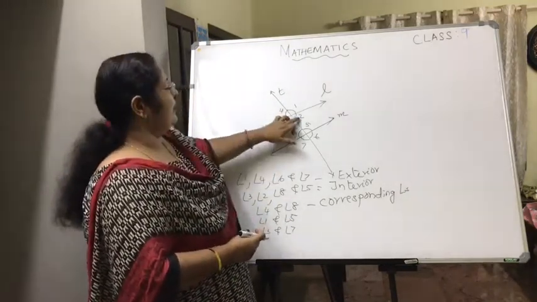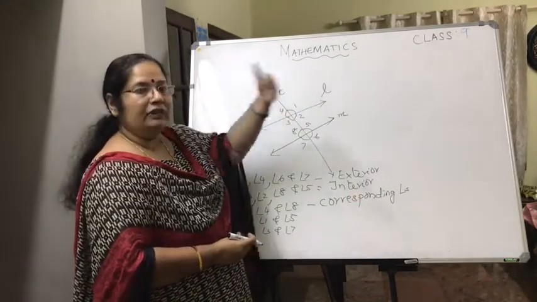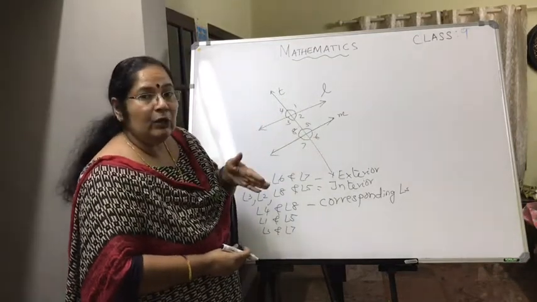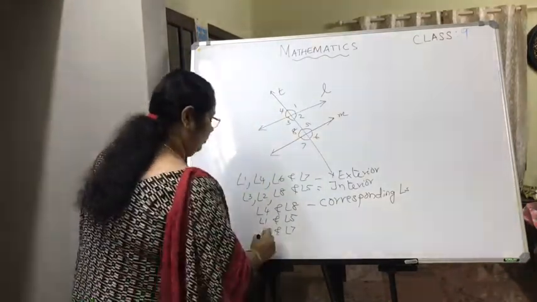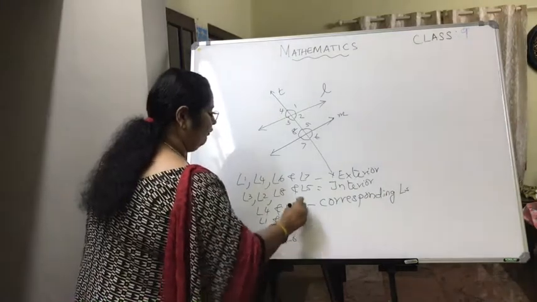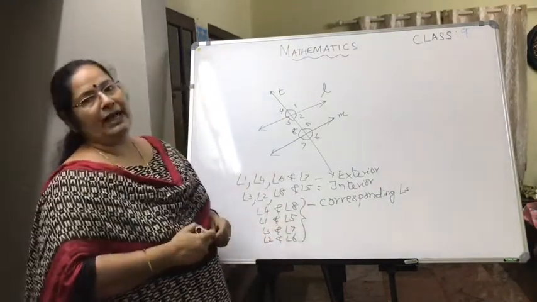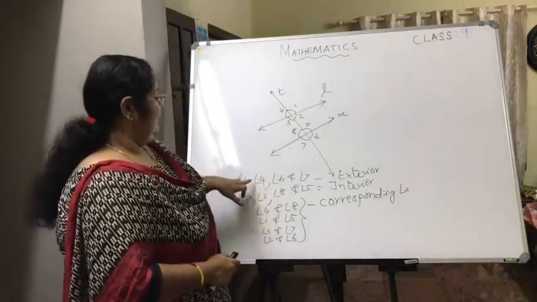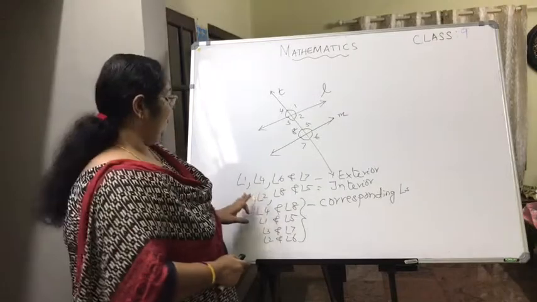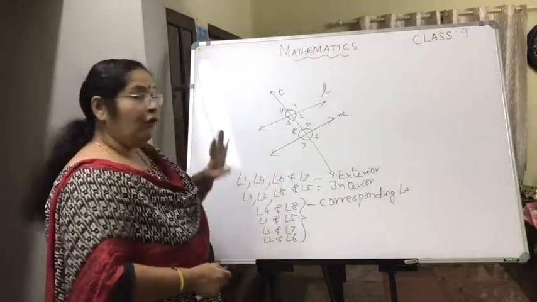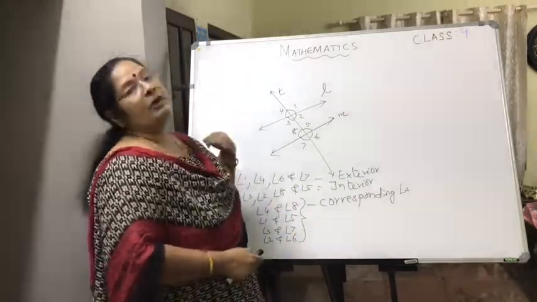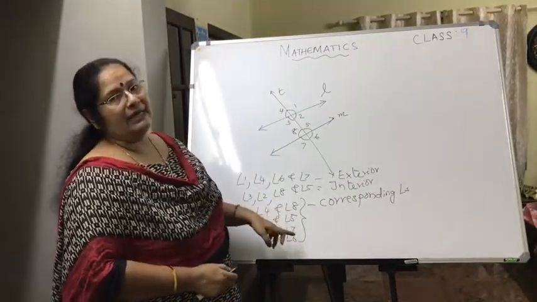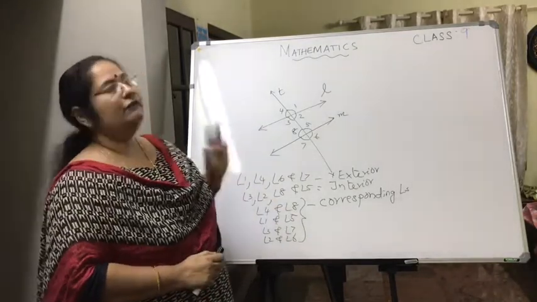In the same way, look at angle 2 and angle 6. Both of them are placed on the right hand side of the transversal and both are placed below the lines. So, angle 2 and angle 6 also form a pair of corresponding angles. So, when a transversal intersects 2 lines, 4 exterior angles are formed, 4 interior angles are formed, and 4 pairs of corresponding angles are formed. 4 pairs. Now, these are all paired angles. So, 4 pairs of corresponding angles are formed.